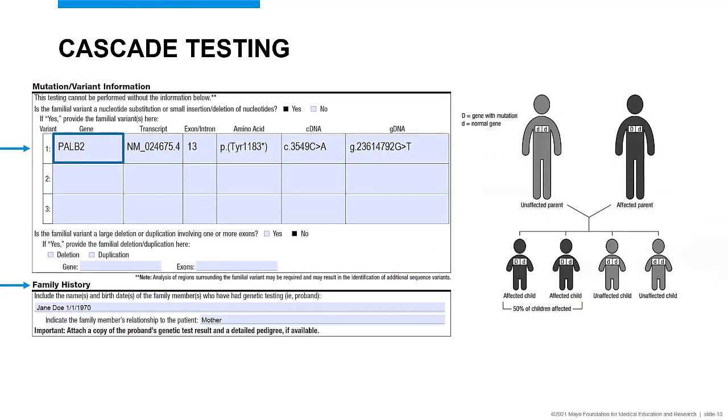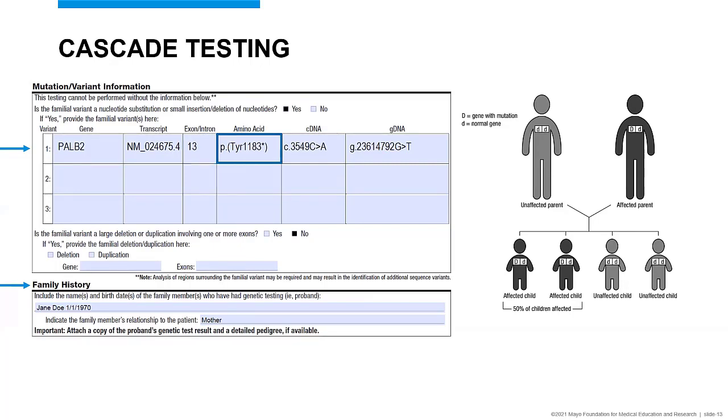Filling out the patient information sheet for this familial variant, we start with the gene, in this example, PALB2. Next is the transcript, which generally starts with the letters NM and is followed by some numbers. In this case, NM_024675.4. Then the exon or intron number, which is 13 in this example. And finally, the variant details.